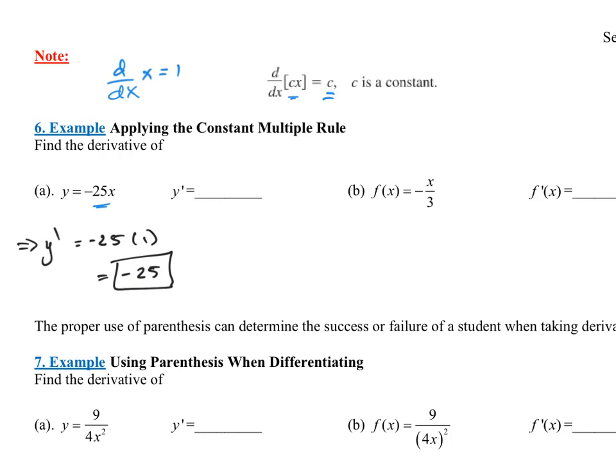What's the derivative of negative x over 3? Well, if you're good, you'll be comfortable looking at this as negative 1/3 times x. Negative x over 3 is the same thing as negative 1/3 times x if you pull that coefficient out in front. So then when I find the derivative of that, the constant multiple remains the same, the derivative of x is just 1, so the answer would be negative 1/3.